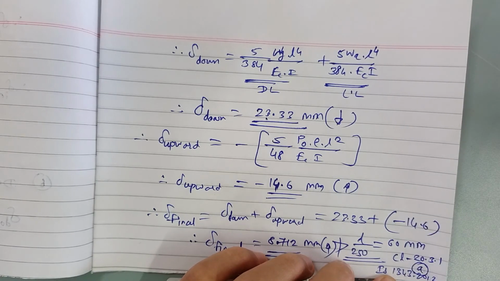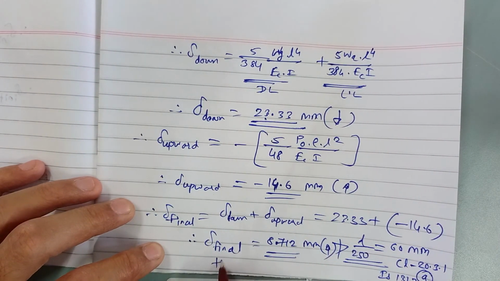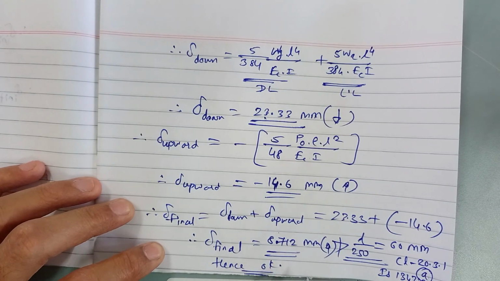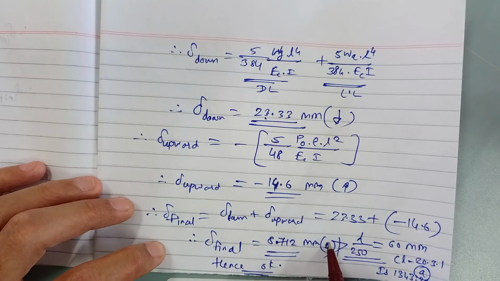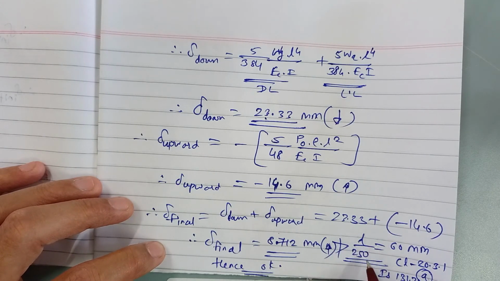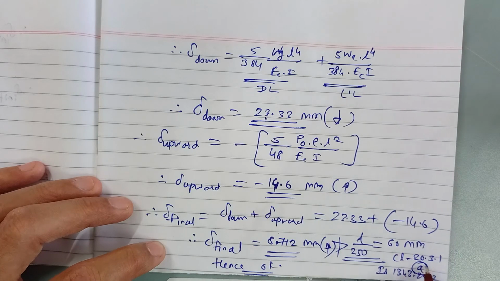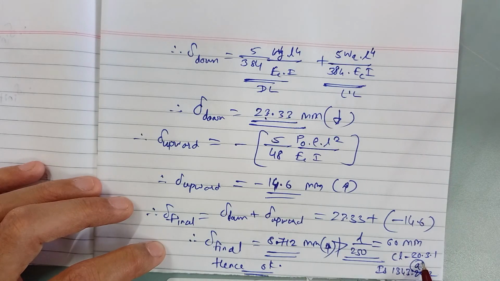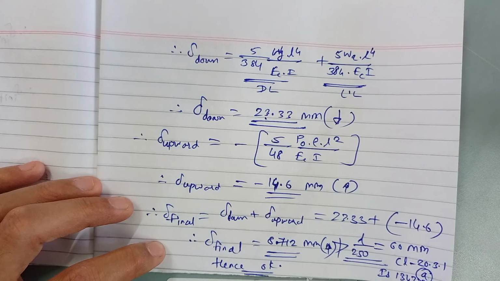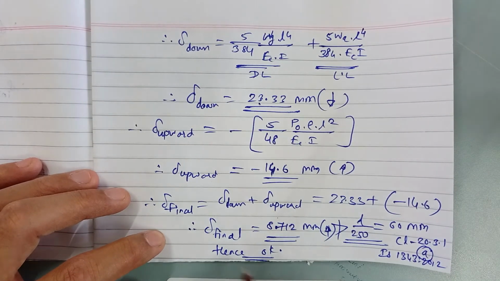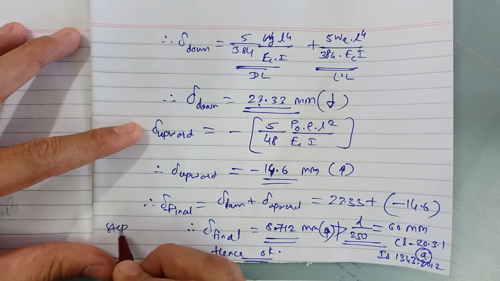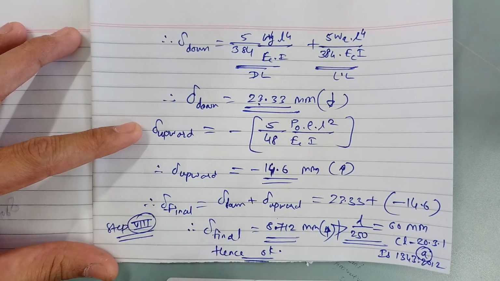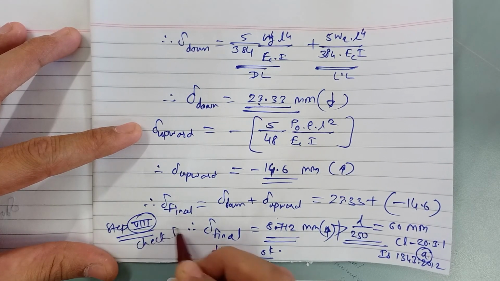Hence, as our check is satisfied, that is final deflection is 8.712 mm, which is not greater than L by 250, that is 60 mm, and this value we have taken from clause number 20.3.1 IS 1343 2012. Hence, deflection check is satisfied. In this way, we have completed this step, that is check for deflection.